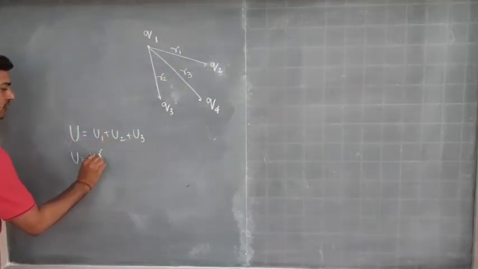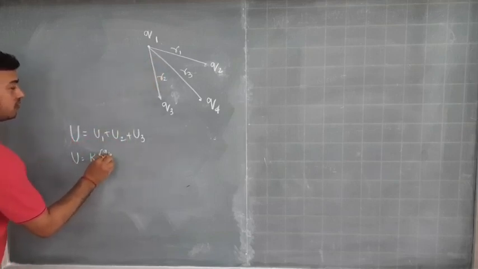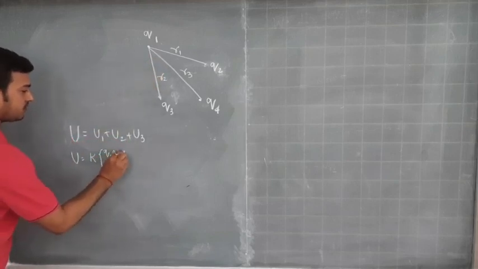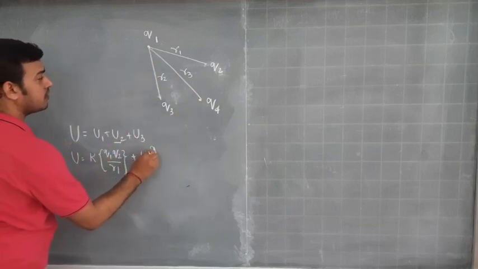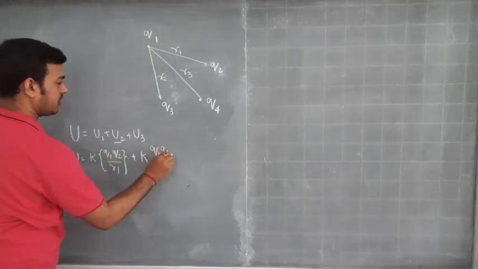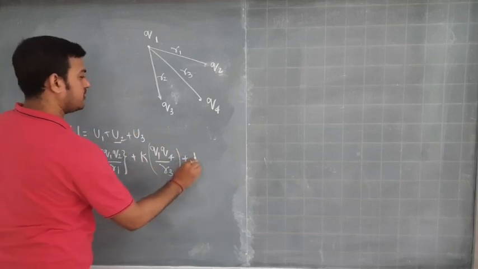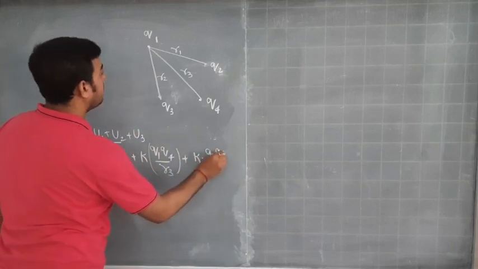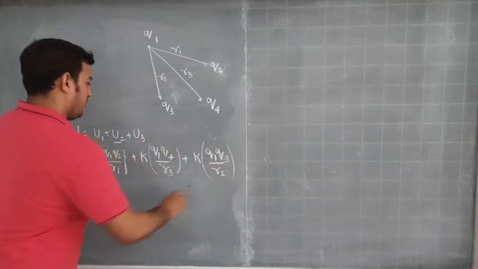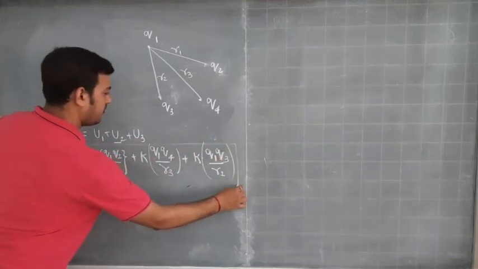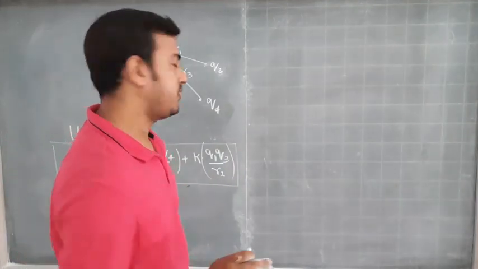This is K, that means 1 by 4 pi epsilon naught, Q1 Q2 divided by R1, plus for the second pair we can write K times first charge, second charge divided by the separation, and similarly for the third pair it will be K, product of charges divided by separation. So by doing this we can find out the total electrostatic potential energy of the system.